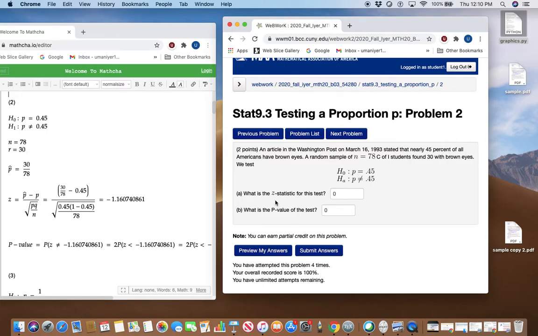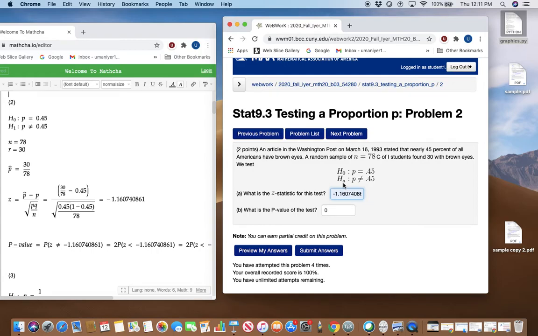What is the Z statistic? Well, by formula, Z statistic is P hat minus P over square root PQ over N. P hat, P, that value. What is Q? It is 1 minus the same P. So PQ over N, N is your sample size. When I put all this in my calculator, I get negative 1.1607, and so on.